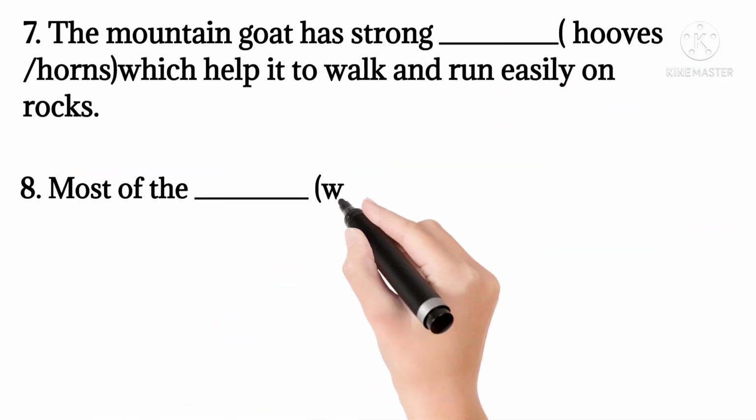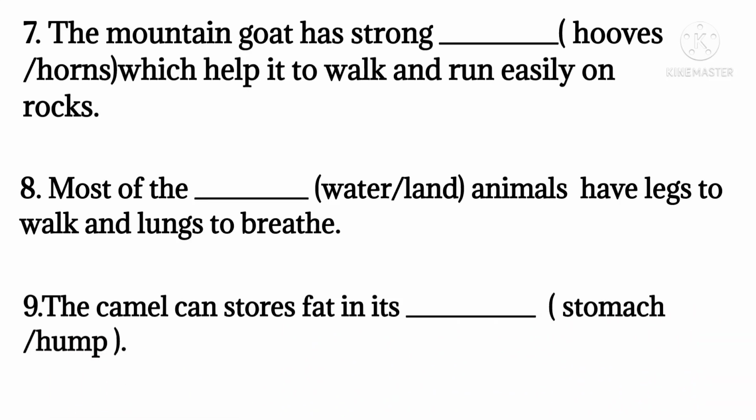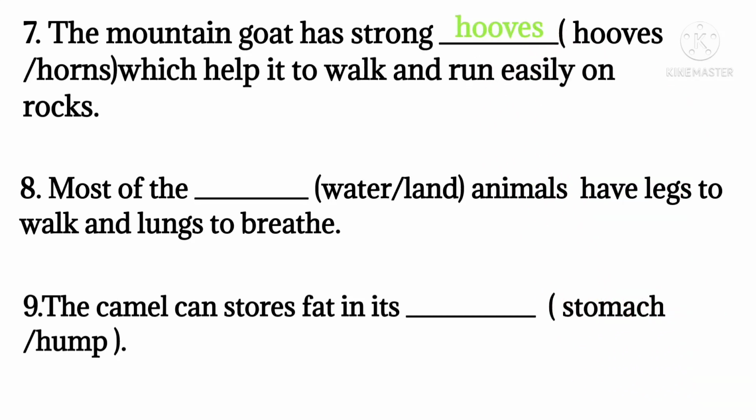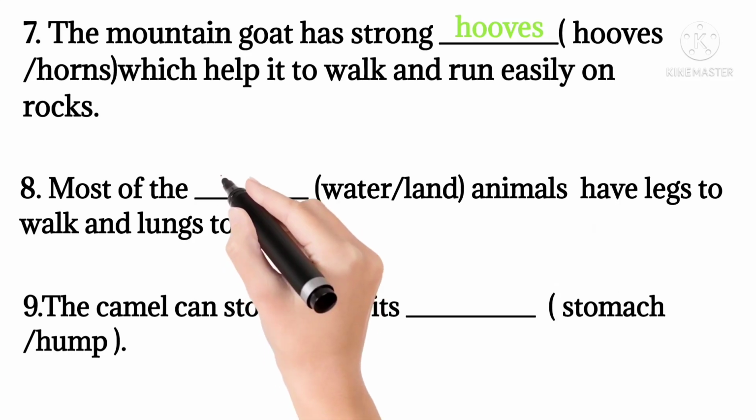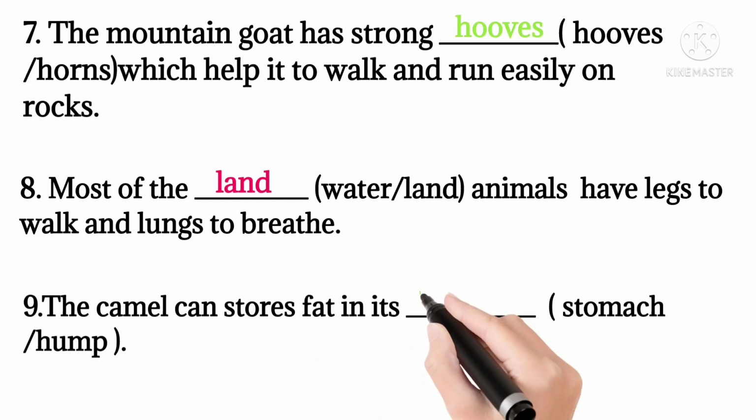7. The mountain goat has strong hooves or horns which help it to walk and run easily on rocks. Correct answer, hooves, because mountain goats are living in mountains. Mountains have rocky and hard surface. 8. Most of the water or land animals have legs to walk and lungs to breathe. Correct answer, land animals.